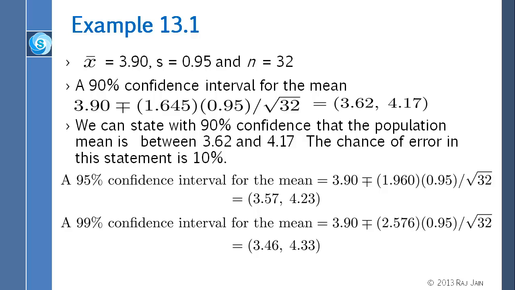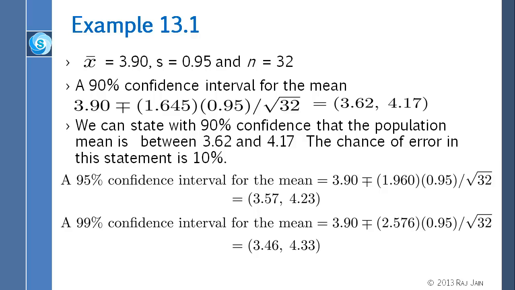1.645, if you put that number in, then we get the range 3.62 to 4.17. So that is the range. Basically, based upon these 32 observations, all we can say is that the real population mean is in this range, and we could still be 10% wrong.